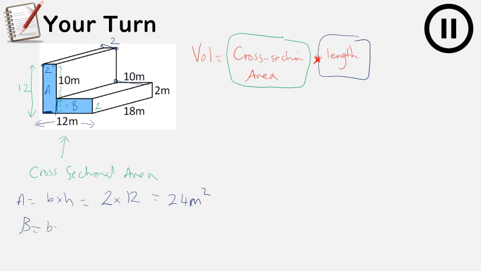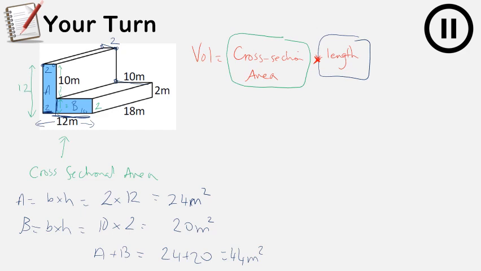B is also a rectangle, so base times height. What's this length here? Well, we know that's 2 and the whole thing's got to be 12. So the base must be 10 and the height is 2, so 20 meters squared. So the cross-sectional area is those 2 shapes added together. So we've got 44 meters squared.